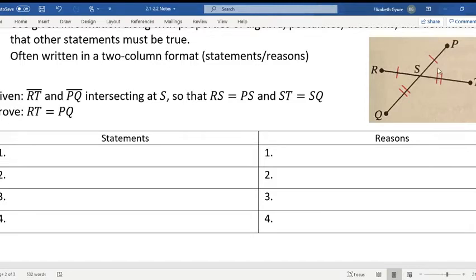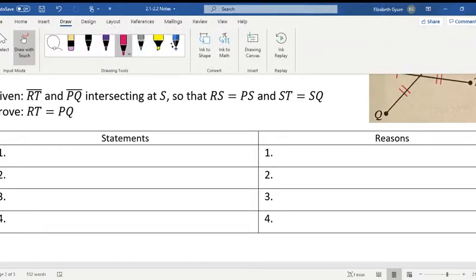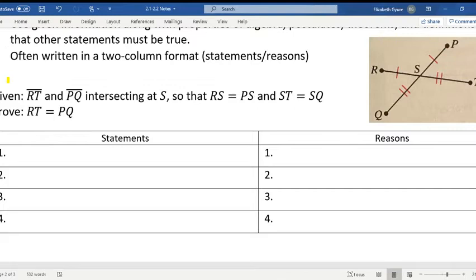If you're ever given a picture and it's not pre-labeled, I would make sure you do that. We want to prove that segment RT, the measure of RT is equal to the measure of PQ. So RT is this full segment here. We want to prove that that's congruent to our other full segment, PQ.